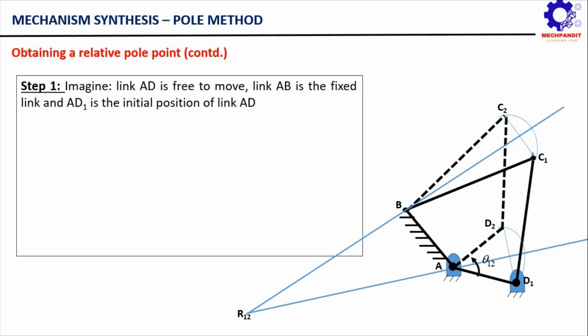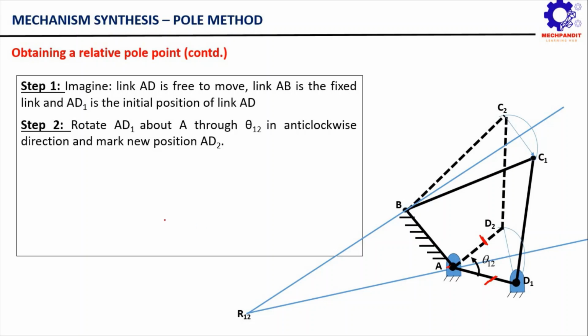To obtain the relative pole point, here we are going to make an important assumption. Now what are we going to do? We are going to imagine that link AD is free to move and link AB is the fixed link. Initially, if you remember, we were rotating this link AB through theta 12 in the clockwise direction. Now we are making an assumption that this link AB becomes fixed, right? And the adjacent link AD gets rotated through theta 12 from position AD1 to position AD2.